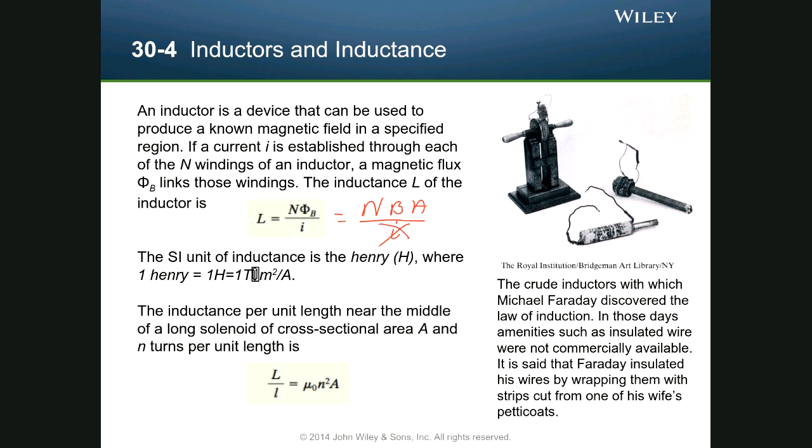And so, for instance, if you look at the inductance per unit length near the middle of a long solenoid with some cross-sectional area A and n turns per unit length, you'll recall that the magnetic field of a solenoid, right, B equals mu naught n i, right? And so that's count per length. So when we look at this, we want to find the inductance of the same solenoid.